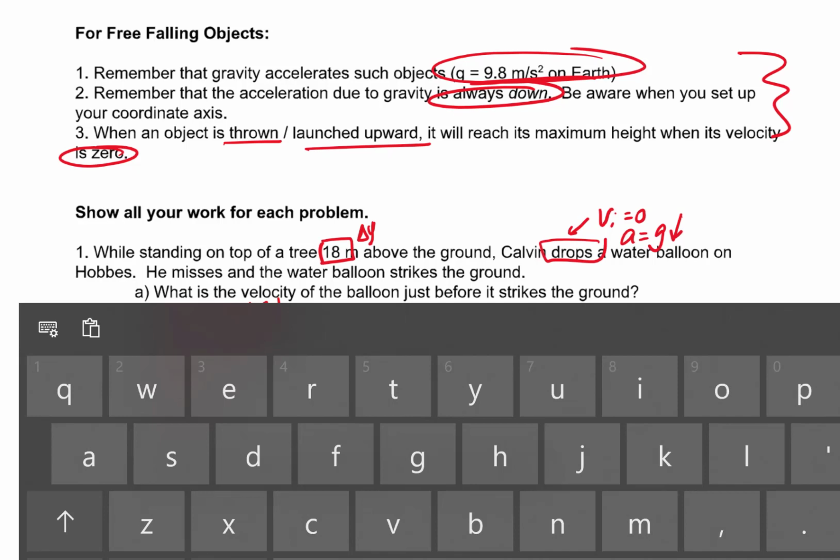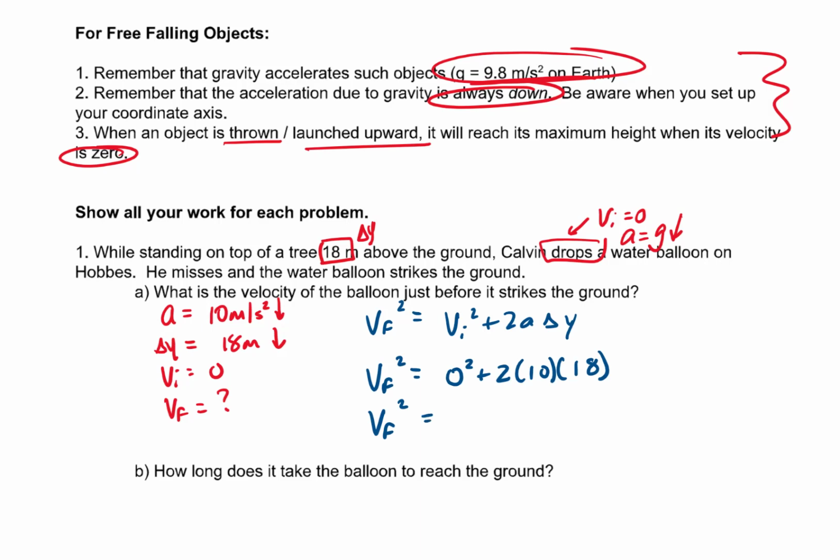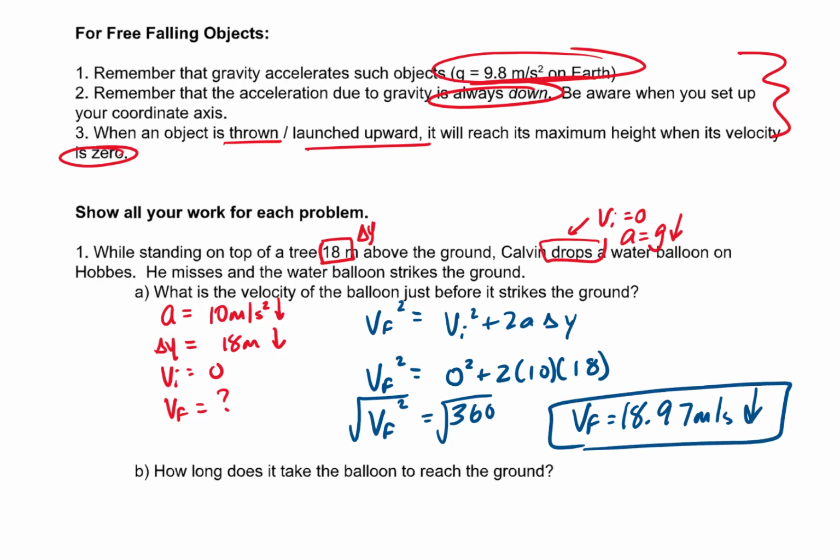So, the equation we're going to use, final velocity squared is equal to initial velocity squared plus 2a delta y. We have everything, so the final velocity squared is 0 squared plus 2 times 10 times 18. So the final velocity squared comes out to be 360. We're going to square root both sides, and that final velocity comes out to 18.97 meters per second. And like we said, everything is down, so we need to go ahead and label that.